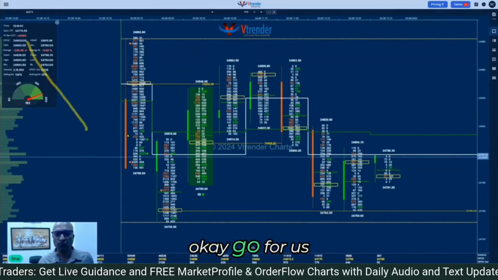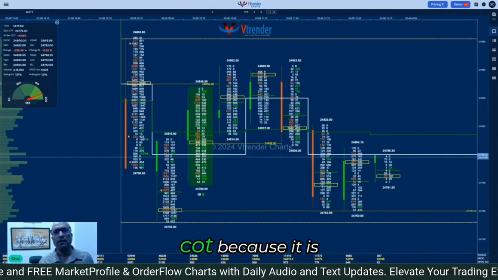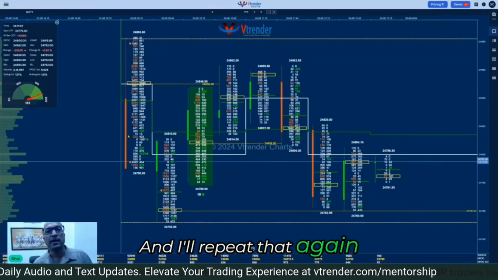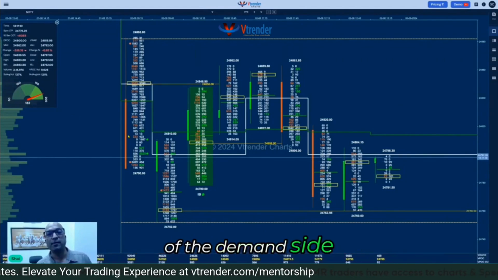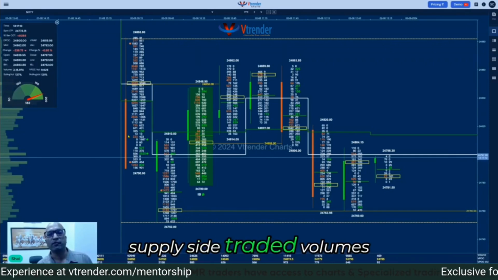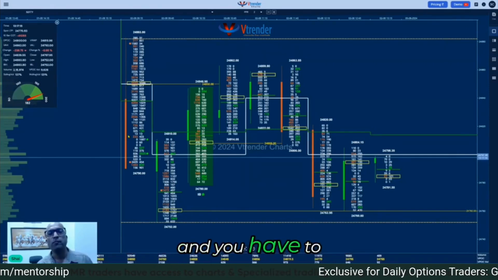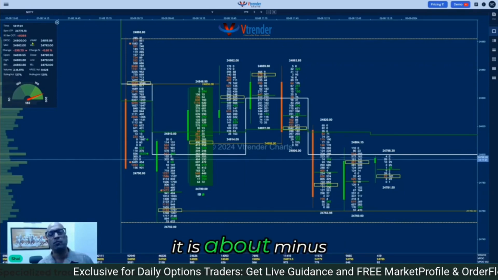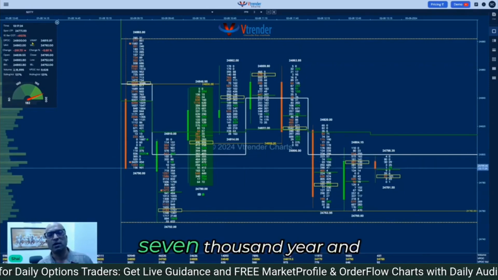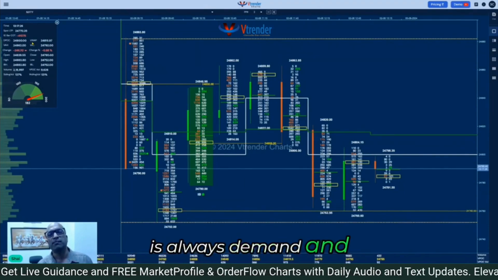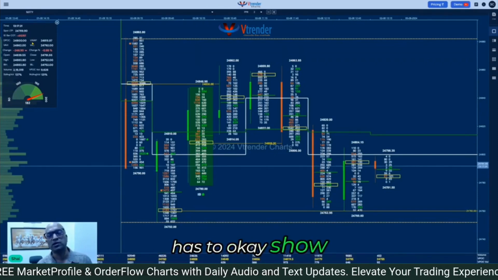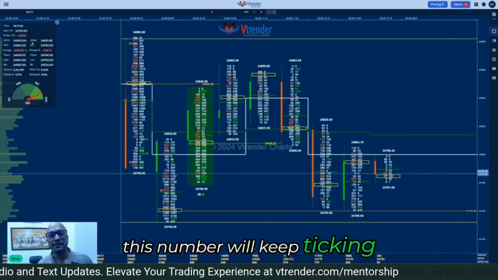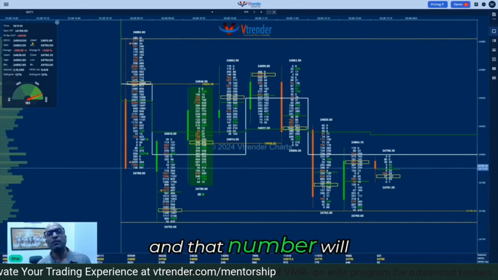Now a few things go for us when we are speaking about a COT. The COT, because it is a number generated off the demand and supply of the market, and I'll repeat that again, it's a number generated off the demand side traded volumes and the supply side traded volumes of the market. And you have to pay attention to this number when it is big. So I will not really pay attention to this number when it is about -5,000 or -6,000 or -7,000 here and there. There is always demand and supply in the market, and the market has to show us demand and supply. And because the market is showing you live demand and supply, this number will keep ticking. There will always be a number on screen, and that number will always speak to you.